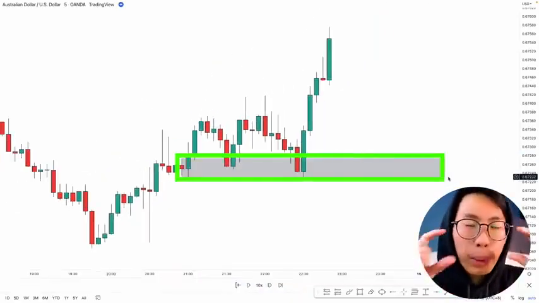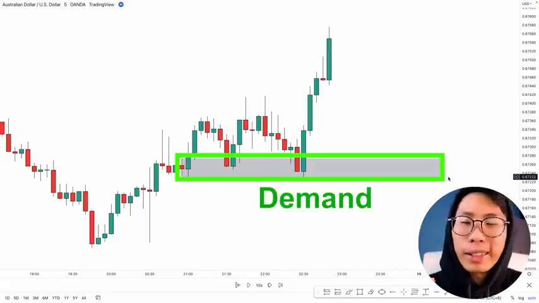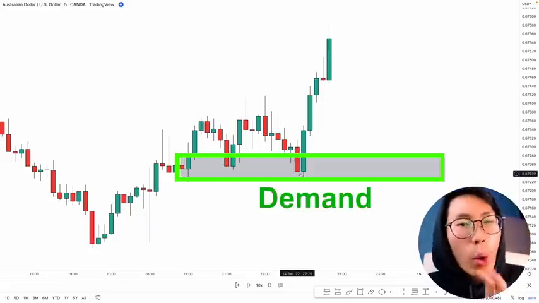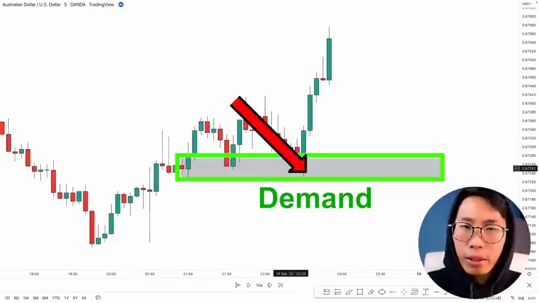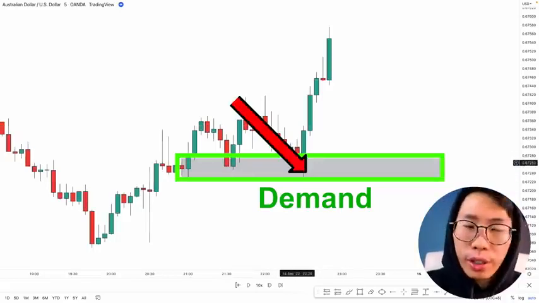Now the area between these 2 lines will become the demand zone. So right now what we want to do is to wait for price to come back down to this area and then enter for a buy. But price already did that, right?